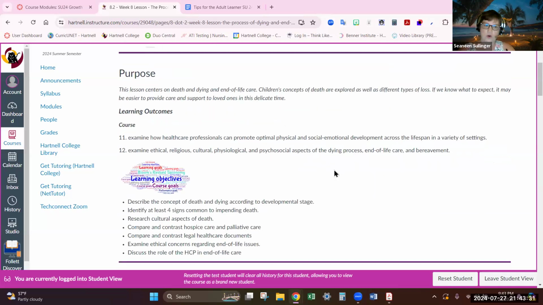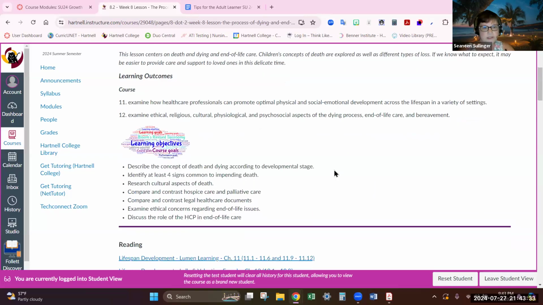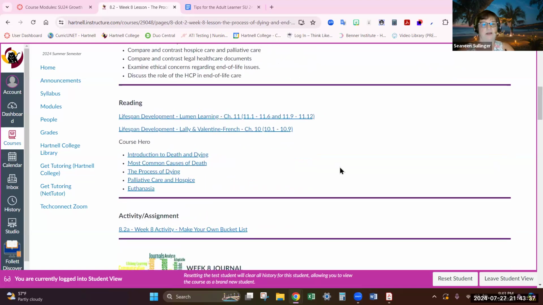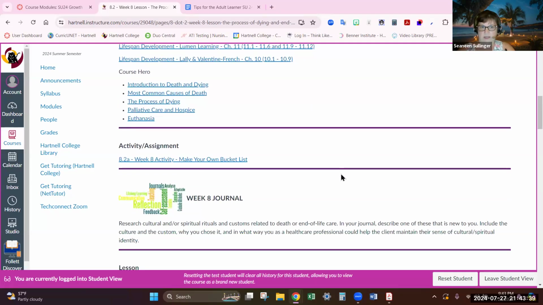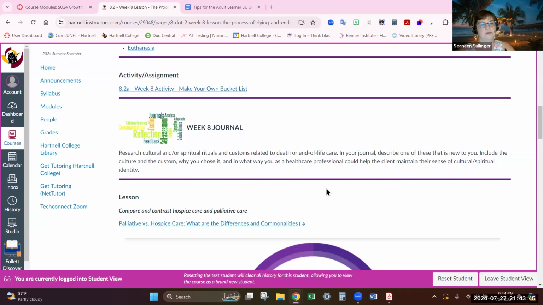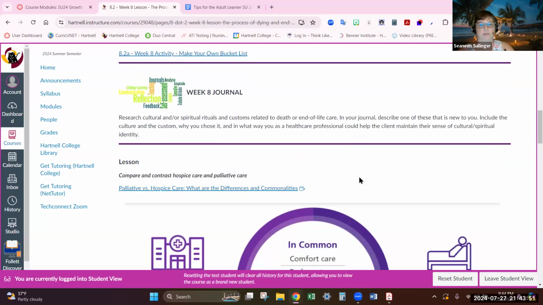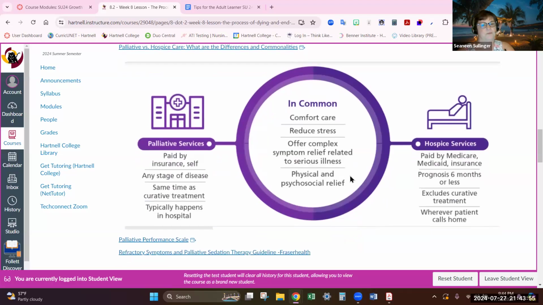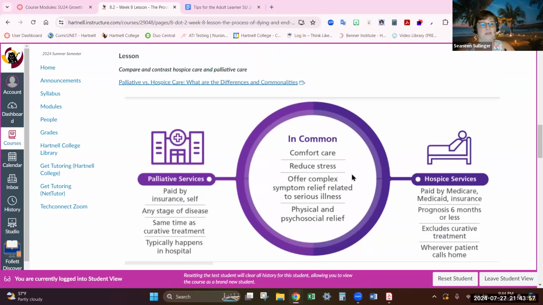Learning objectives for the course, learning objectives for the lesson in particular. Here's your reading again. We went over the activity and the journal entry in the first video for this week. And so we'll move into the lesson. And so comparing and contrasting hospice care and palliative care. I like this graphic here because it has palliative services here and hospice services here.